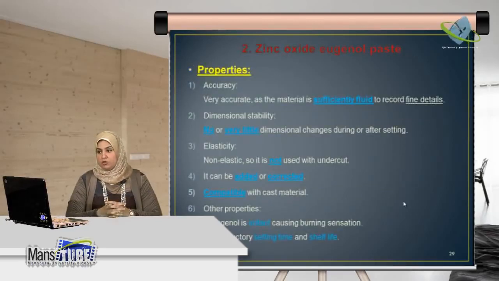What are the properties of zinc oxide eugenol material? As we saw here, the material has a good flow, so it can record fine details. This is a good property. For dimensional stability, the material has no or very little dimensional changes, and this is also a very good advantage. For the elasticity, as we said, it is not elastic, it is a rigid impression material, so it is contraindicated for patients with undercut. The material also can be added or corrected, and this is a good advantage. It is compatible with cast material, so it doesn't need any separating medium to affect the accuracy.